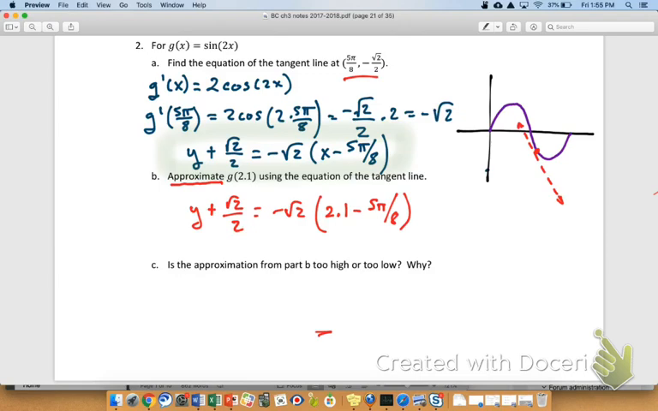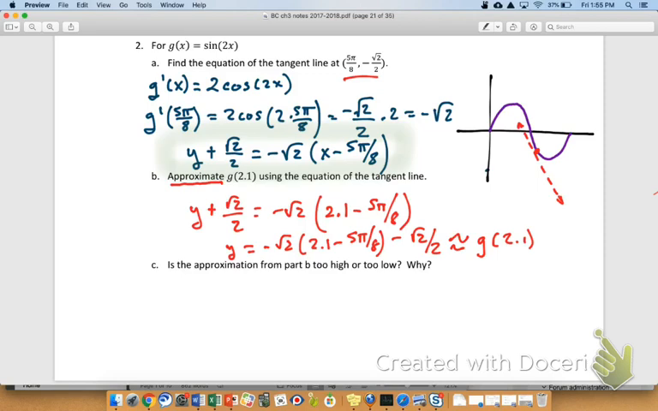Yes, sir? Is it okay if we leave it like that? You totally could. That's maybe even better because we don't even have to round anything off that way, huh? Yeah. So that's fine. So Sam just basically subtracted the root 2 over 2 to the right side, and that's perfectly acceptable. In fact, if we wanted to, why not write that? I'll go y equals negative root 2 times 2.1 minus 5 pi over 8 minus root 2 over 2. This is approximately equal to g of 2.1.